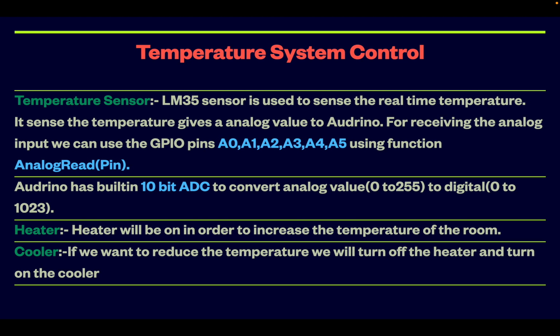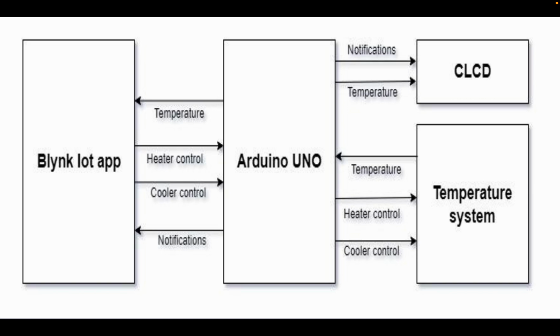Then we have a heater. We will use the heater when we want to increase the temperature of the room, and if we want to decrease the temperature, then maybe use the cooler. This is the block diagram. So this is our room, this is the temperature system.